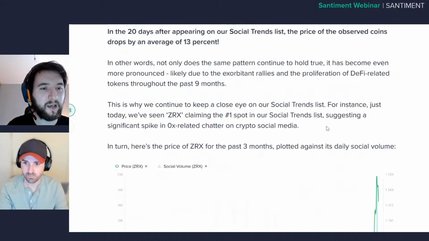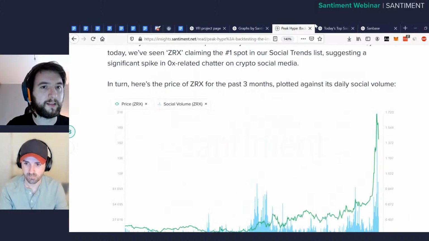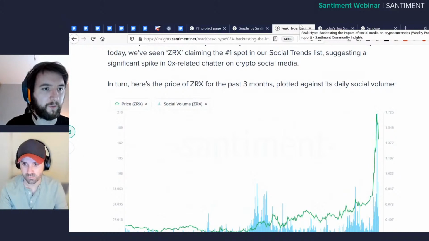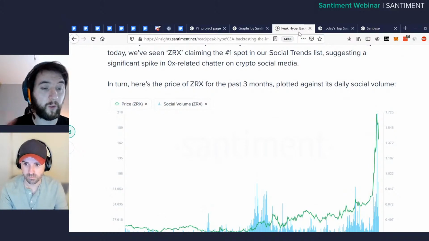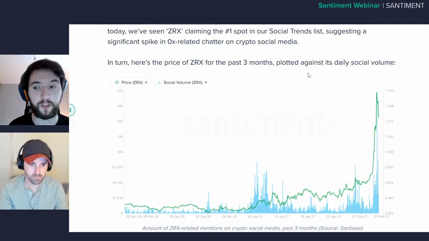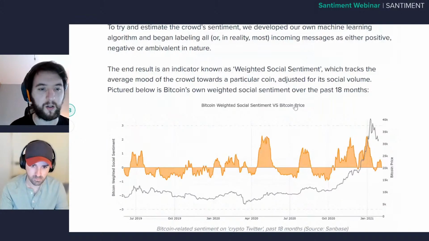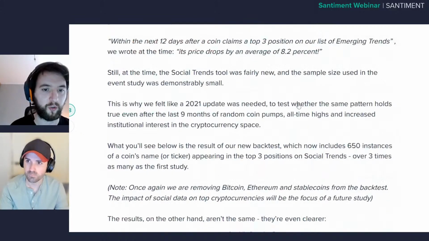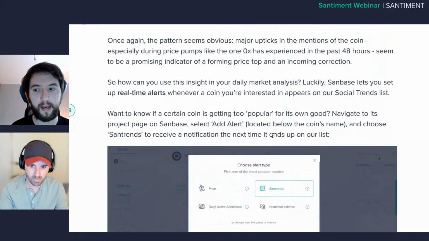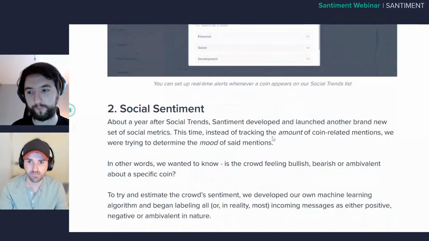So in this same article, Peak Hype: Backtesting the Impact of Social Media on Cryptocurrencies. Max, if you want to link to this article in the chat so that people can take a look. In the same article, after we've done a backtest on social volume, which I showed you a minute ago, we've also done a backtest on social sentiment.